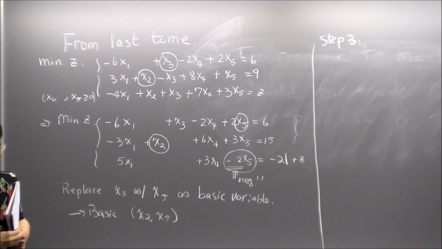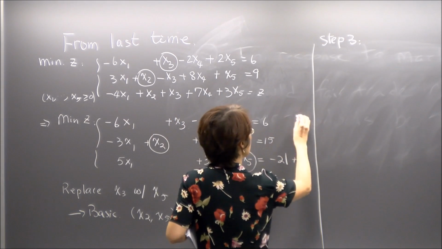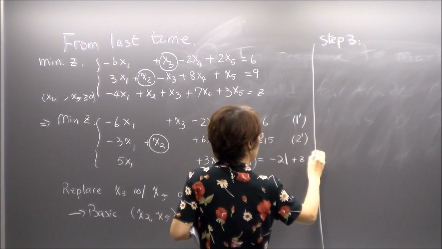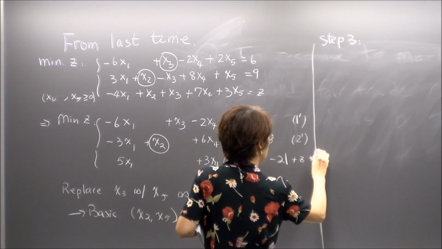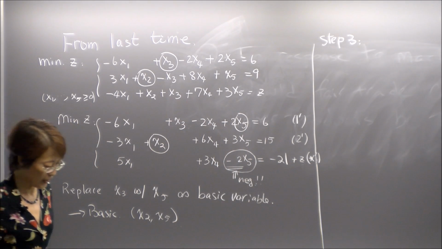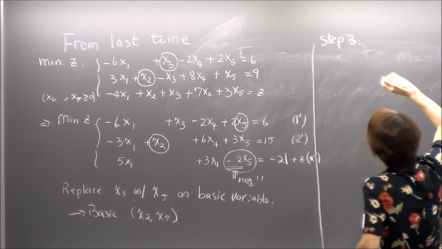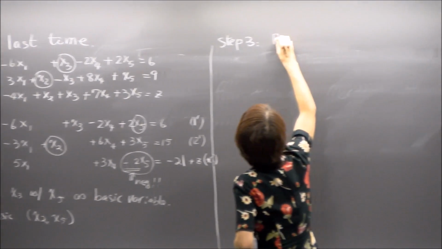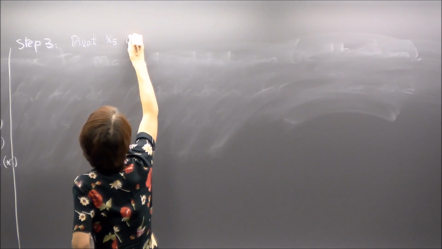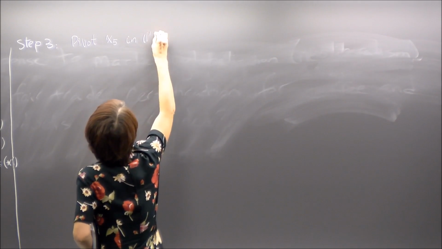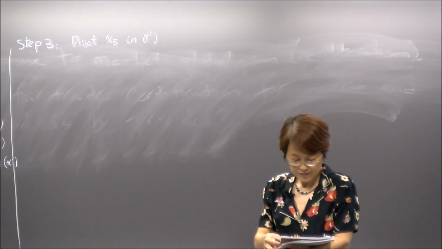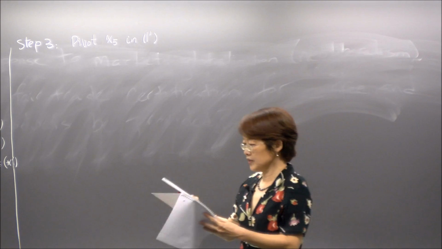Is that right? Are we comfortable with the process of pivoting? I think I label these equations as primes, right? Star prime. So these are the equations. We labeled them. Okay, so let's perform this. So our conclusion now will be pivot x5 in the first equation. Okay? So are we comfortable doing that?